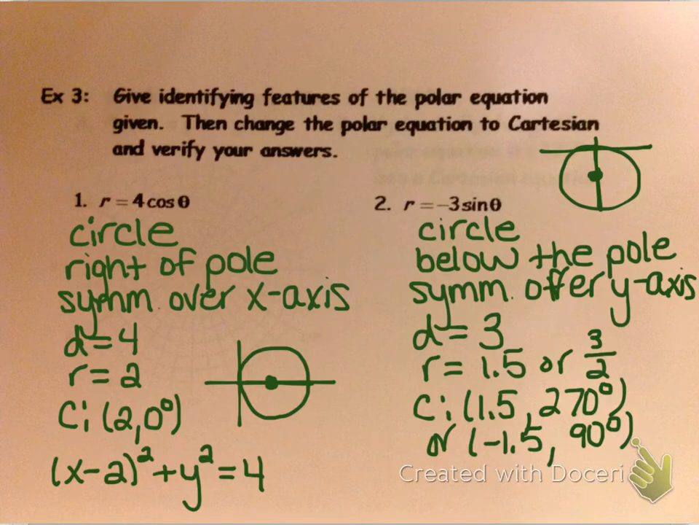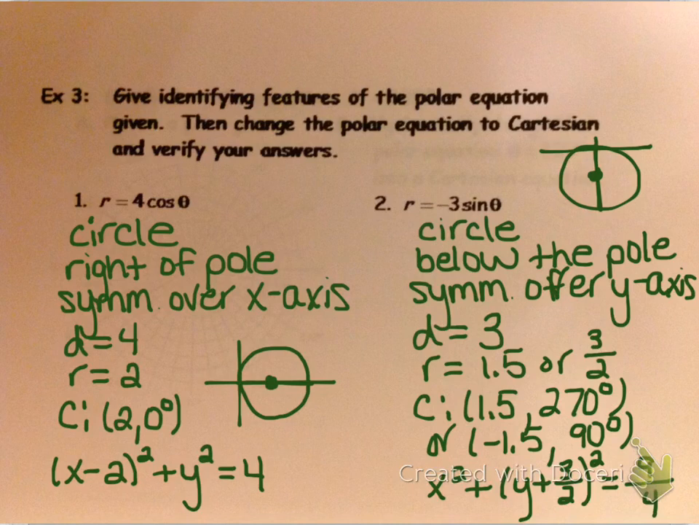And so the Cartesian form of this would have just x squared, because it was not shifted right or left at all. It would have y plus, I'm going to write it as a fraction because I like fractions, 3/2 squared. And it's equal to 9/4 because its radius is also 3/2, and then it gets squared.